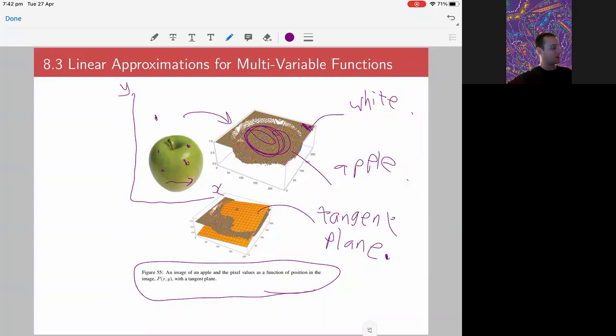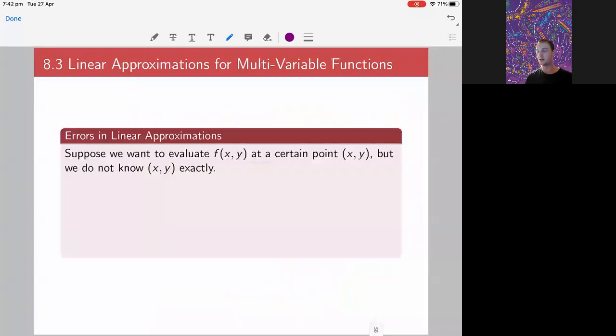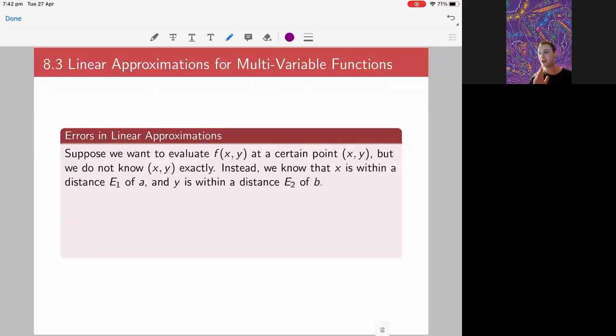Now, one other great application of this linear approximation that we can do is the idea of errors. This is something that comes up a lot in data science. So the rough situation that we're dealing with is as follows. Let's suppose that we've got a function f of x,y, and let's suppose that we know what the function is, but let's say that we're trying to evaluate the function at a particular point x,y, and we don't know what the x,y point is. How can we proceed? Well, just by itself, we can't do anything, but if we happen to know that the x value is close to a, let's say that it's within E1 of a, and let's say also that the value of y is close to b, in fact, let's say within a distance of E2 of b, then we might actually be able to say something.